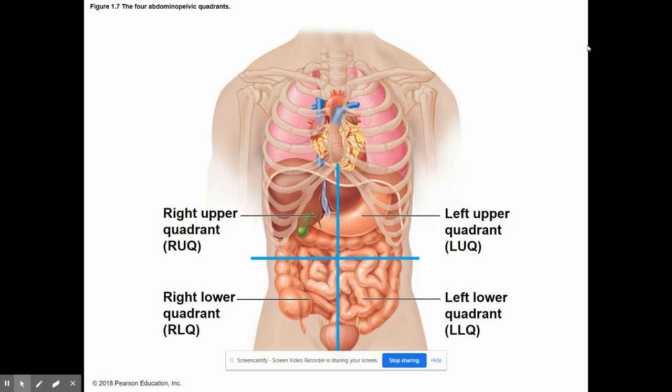So this is used to determine which organs could be affected based off where you feel the pain. So if you have pain in your right lower quadrant, you could have issues with your appendix. Or if you have pain in your left upper quadrant, you could have issues with your stomach, your pancreas, part of your intestines, and part of your liver. So they use this to determine which organs could be affected by where you feel pain in your abdomen.